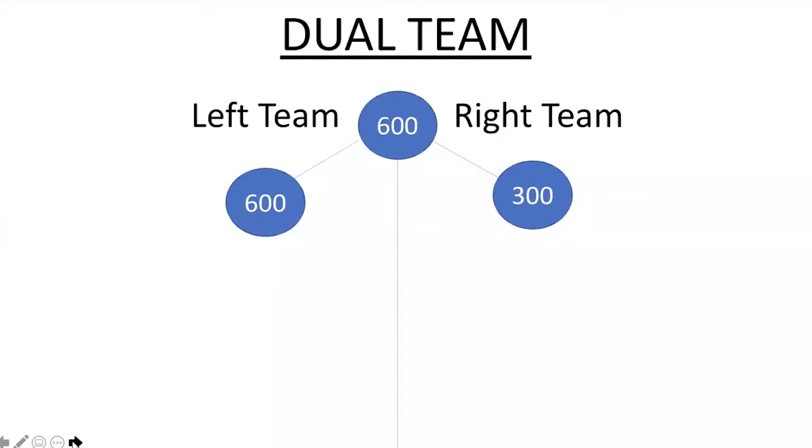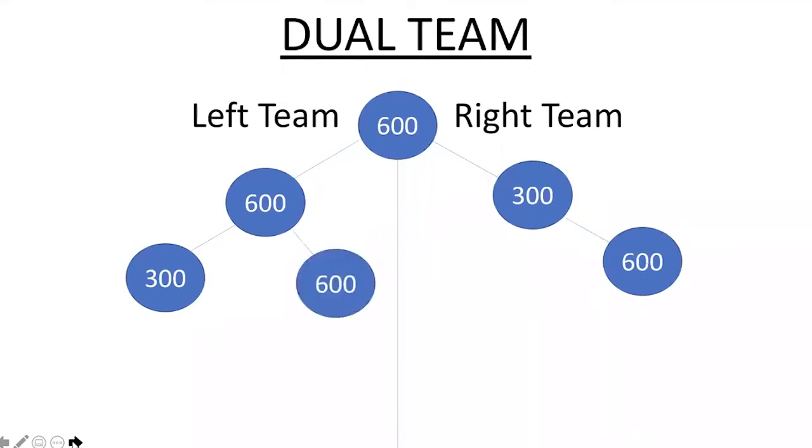Just say the person you brought into the left comes in on first class, 600 points flows into that team. The person you bring into the right, just say they come in on business class, that flows into the right team. And then the person you brought in on first class, he brings in a business class on the left. The person you brought in on business on the right, they then bring in a first class on the right. And your team just starts to grow.